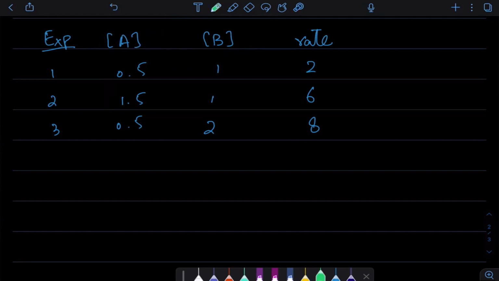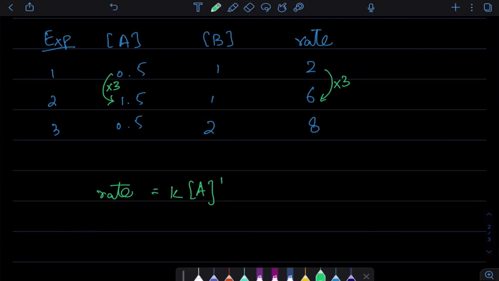So let's check how this factor affects it. So this is tripled, right? So this is also tripled. So this tells me that my rate is first order with respect to A. Okay, now I look at B.